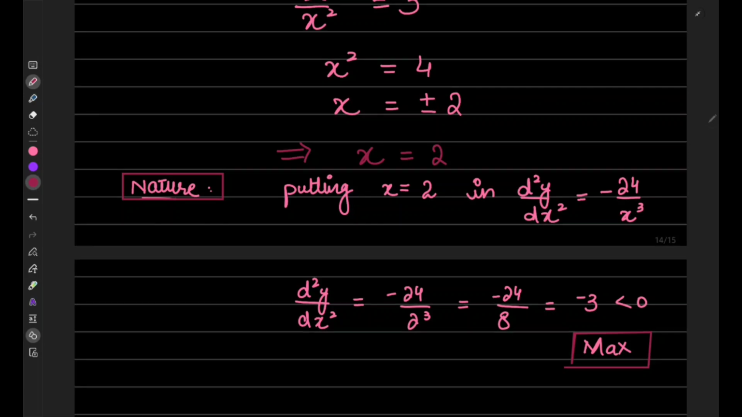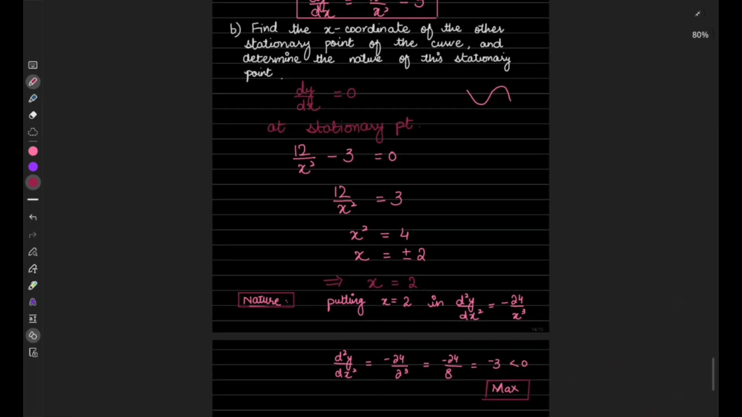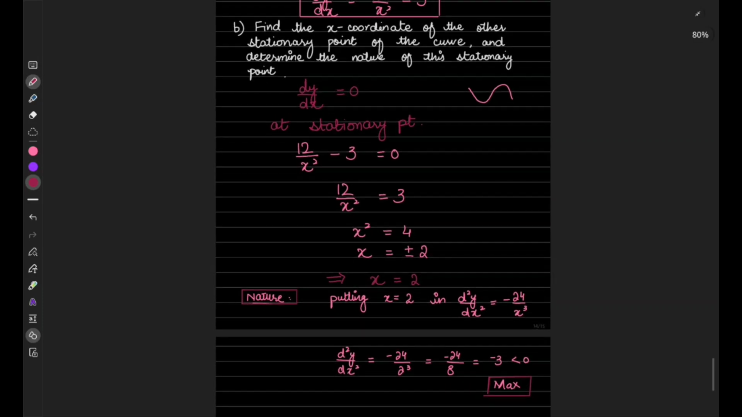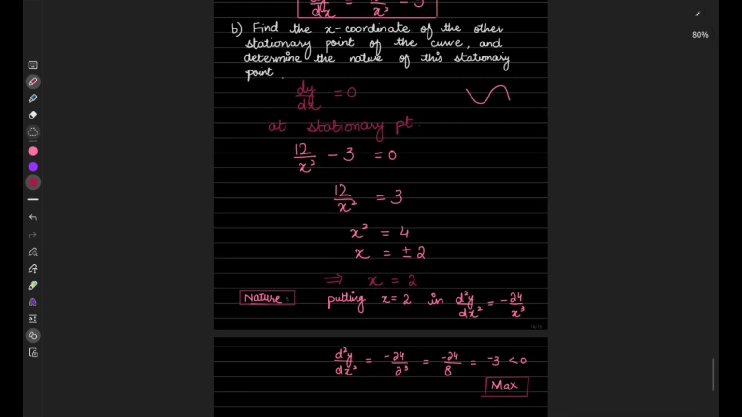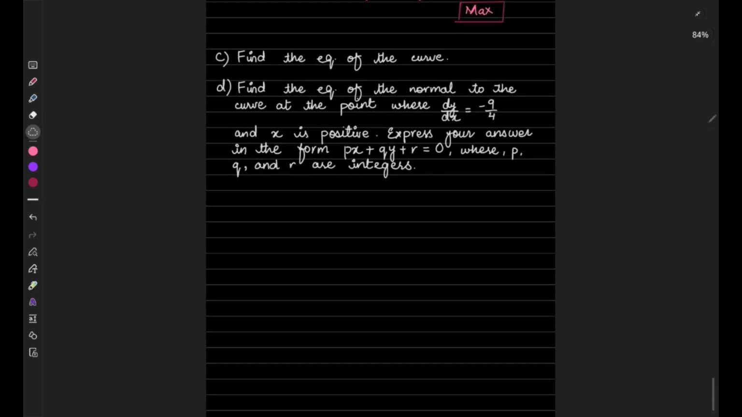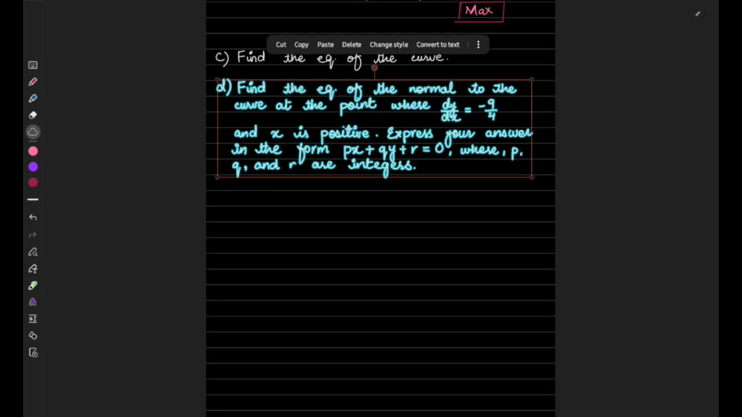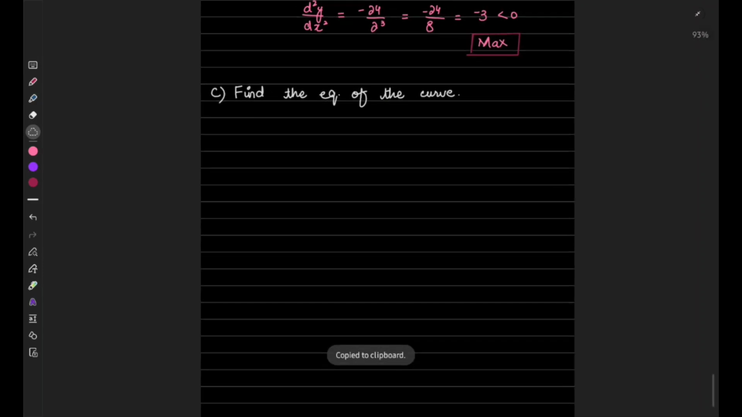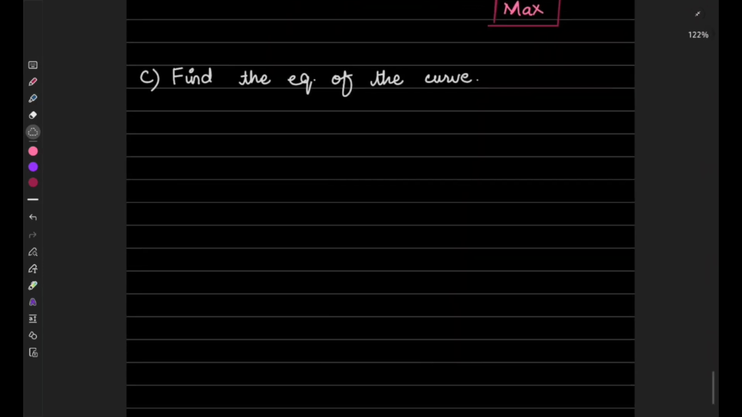That's it. That's all about your part B. You found the other stationary point and you also found what is the nature of that stationary point. Now, referring to part C. Part C says find the equation of the curve.